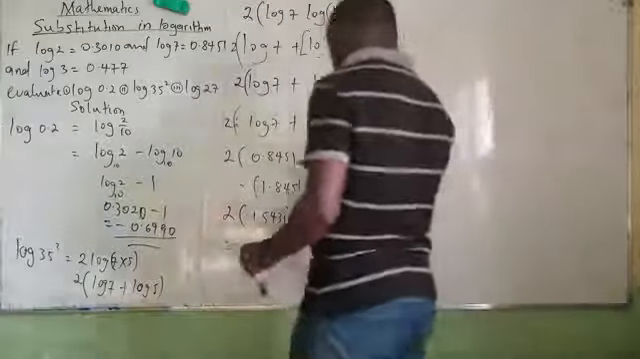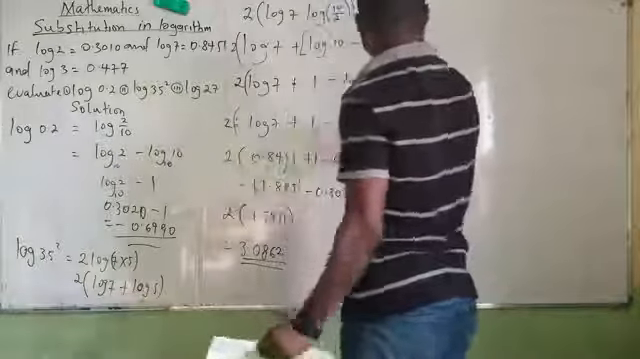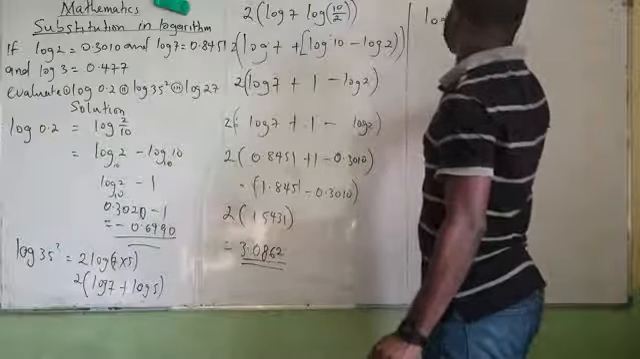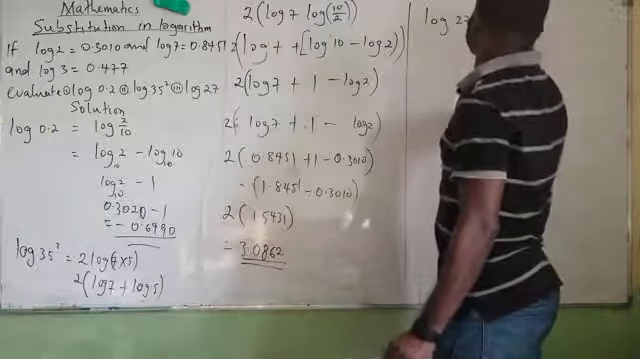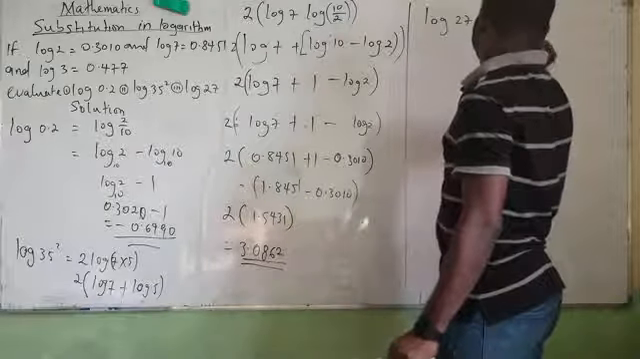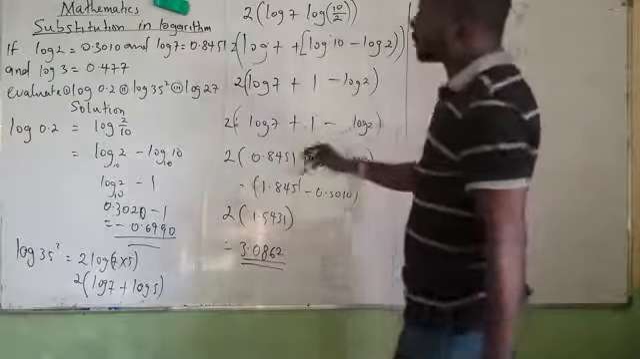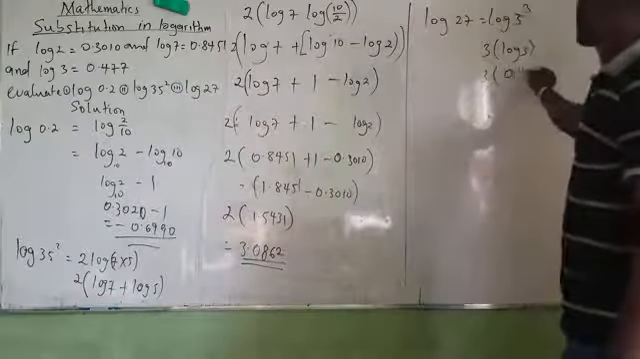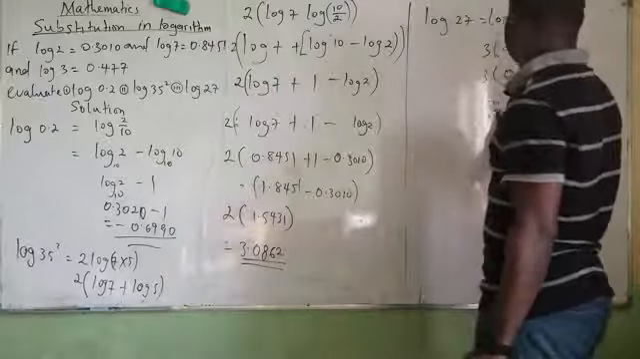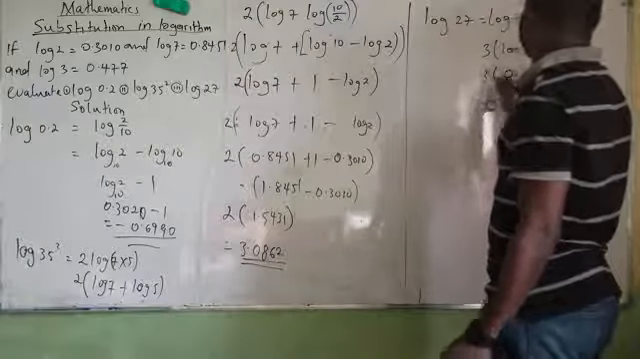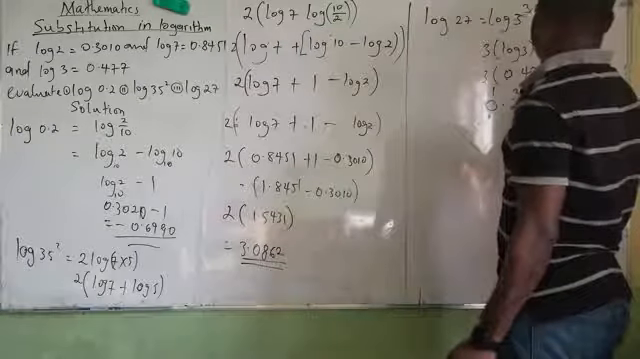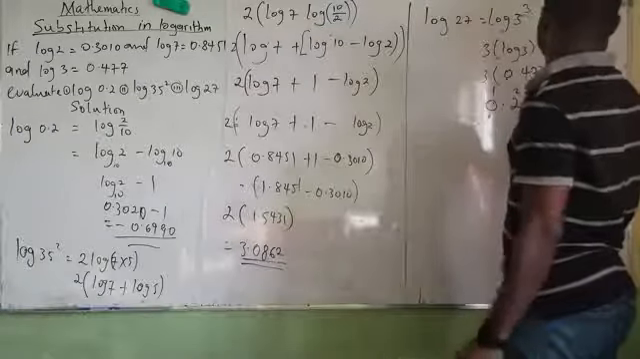Now, look at this one. We're told that log, this is very straightforward. Log 27 can be written as log 3 raised to power 3, which is 3 bracket of log 3. What's our log 3? It is 0.477, which 3 times 0.477, I have 1.431. This one will be 12, and this one will be 21.